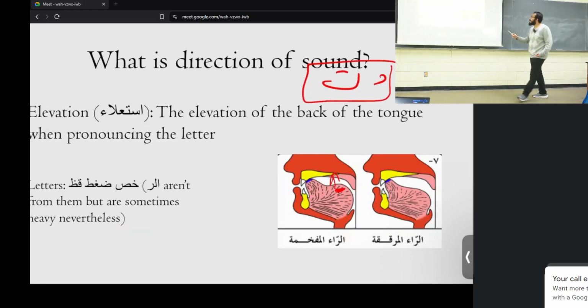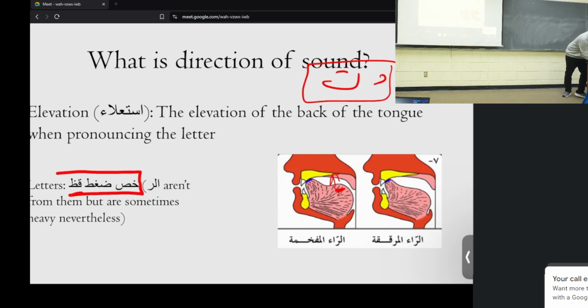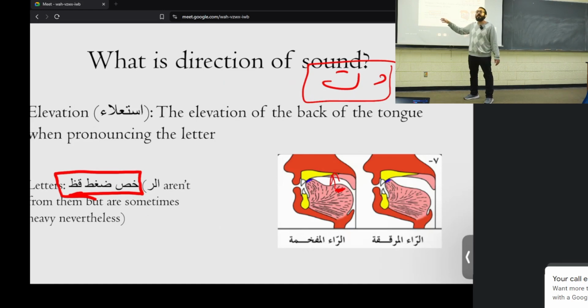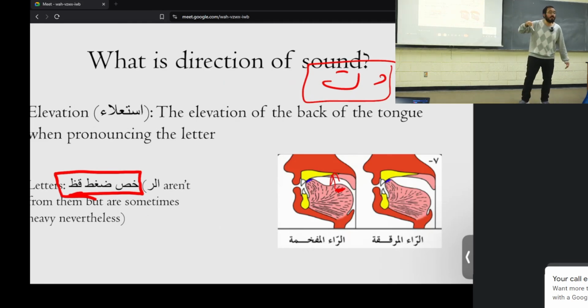Okay, what are the letters of heaviness? خص ضغط قذ. These letters are always heavy. Always. Fatha, kasra, dhamma, sukoon, any place, anywhere, the back of the tongue always goes up with them. Khalid, Talut, ولا الضالين, قالوا. So all of these letters are always heavy. The back of the tongue always goes up. Does that make sense?